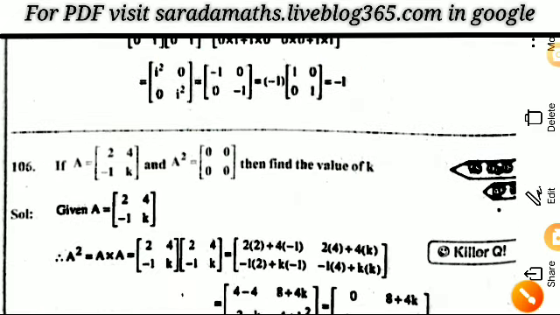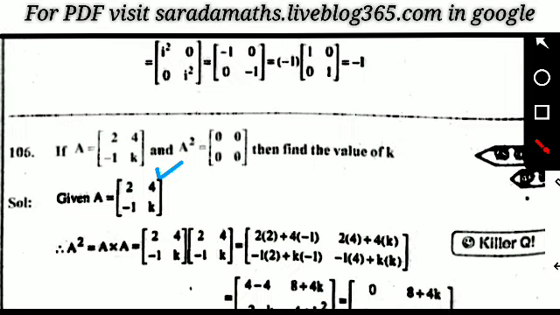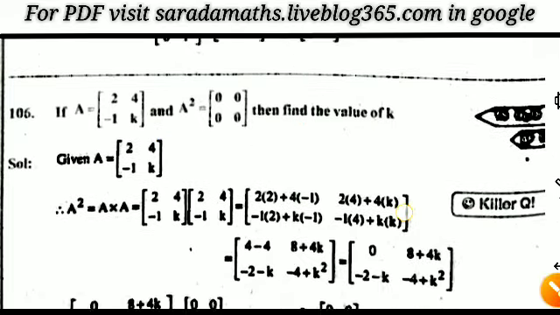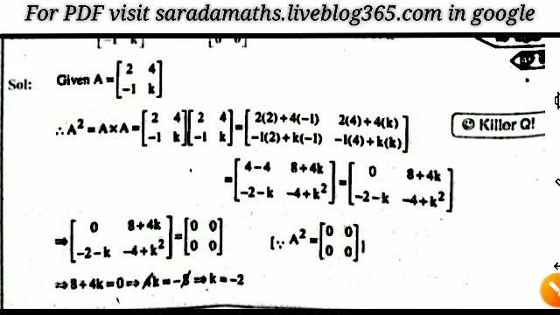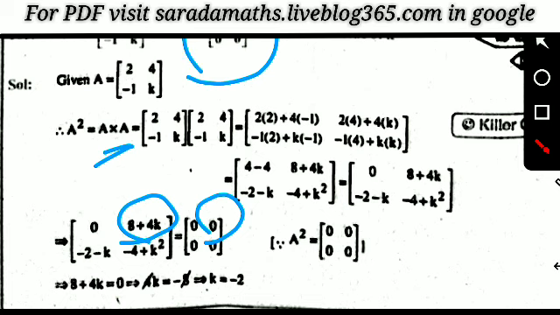Next one, if A is equal to 4 minus 1 k, and A square is equal to 0, then what is the value of k? A square is equal to 0 means finding the A square matrix, equating it to 0, and equating the corresponding elements to get the value of k. A square is nothing but A into A, multiplying the values. Given that A square is equal to the zero matrix, just equate the corresponding elements. 8 plus 4k is equal to 0, then the value of k becomes minus 2.